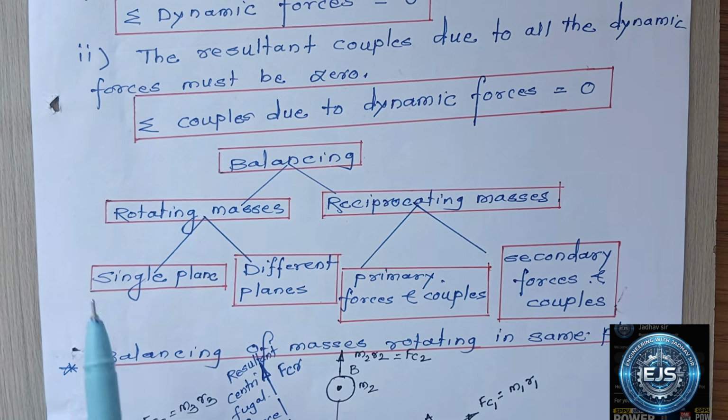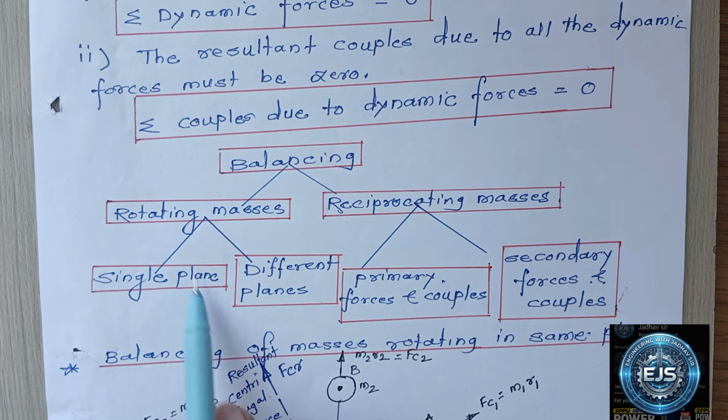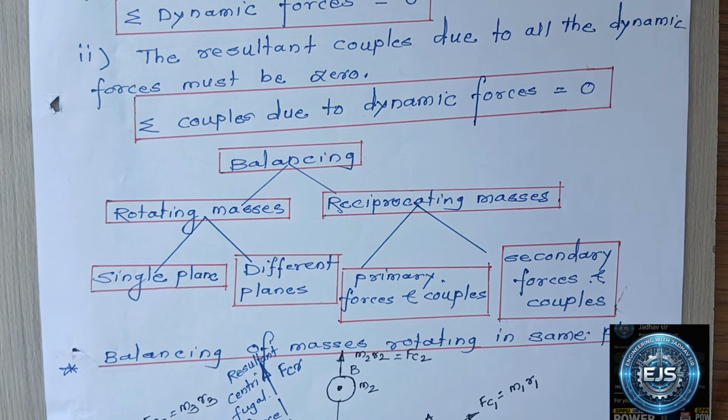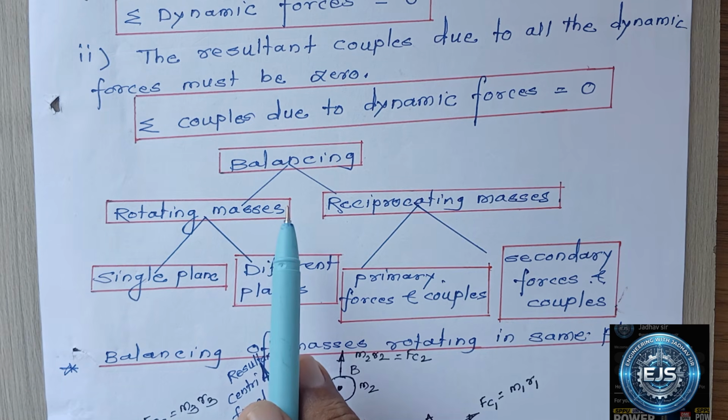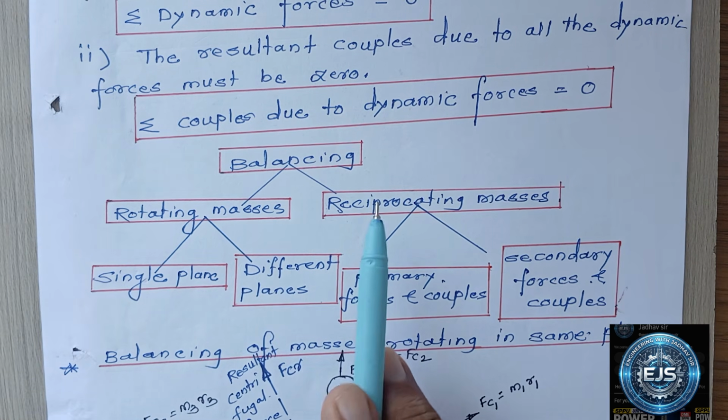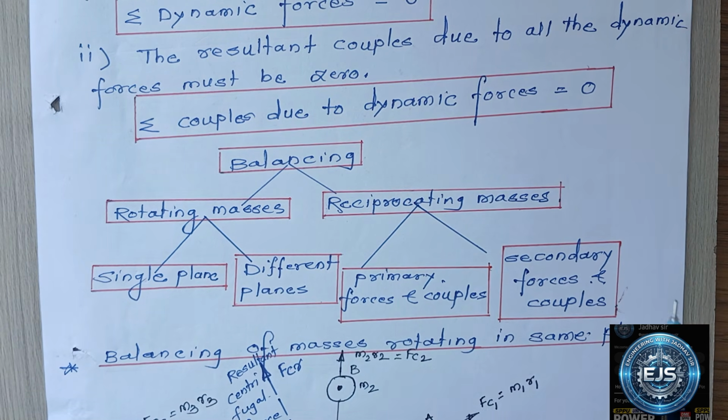A 5 or 6 mark problem may come from the single plane case. These problems are simple. Mainly we'll focus on balancing of rotating masses in different planes. So this is about balancing of rotating parts. In the second part, we'll focus on balancing of reciprocating masses: the primary forces and couple balancing, and the secondary forces and secondary couples balancing. So this is the second part of this unit.